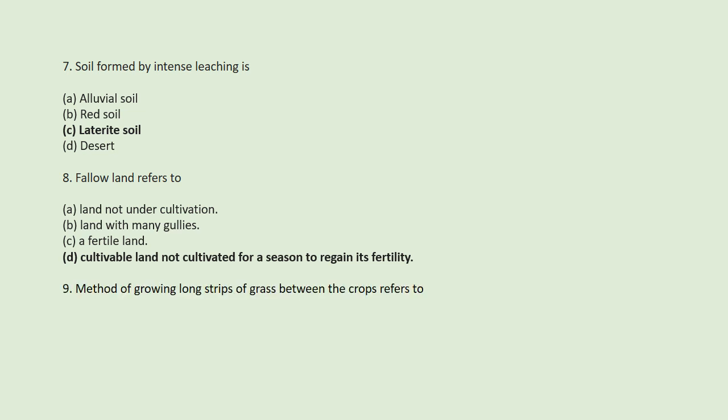Question 9. Method of growing long strips of grass between the crops refers to A. Contour ploughing, B. Terrace farming, C. Strip cropping, D. Crop rotation. Option C is the right answer. Strip cropping is a method of growing long strips of grass between the crops.